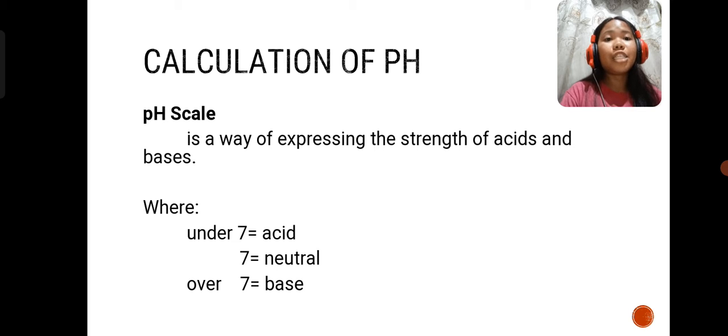Calculation of pH. The pH scale is a way of expressing the strength of acids and bases, where it is acidic if its pH is under 7, neutral if 7, and base if over 7.